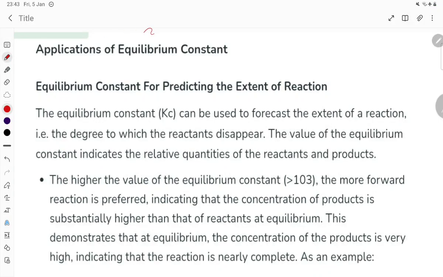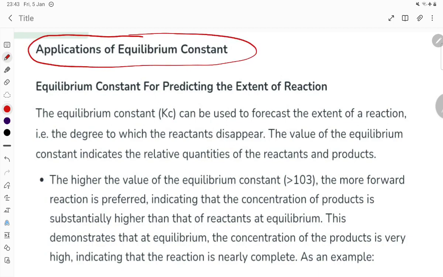Hello student, let's try to understand the application of the equilibrium constant. So what are the roles of the equilibrium constant, student?